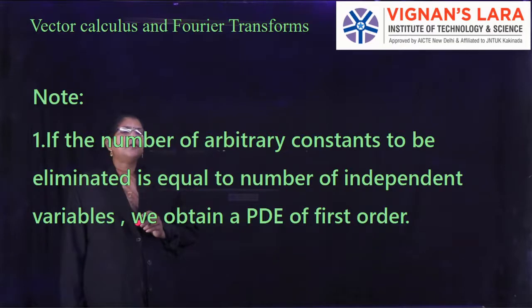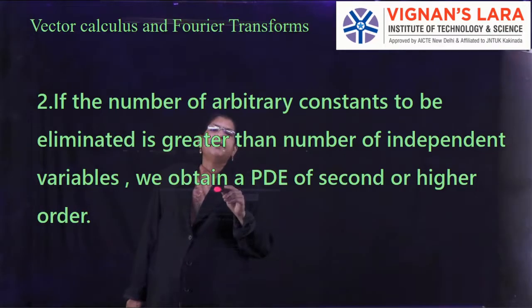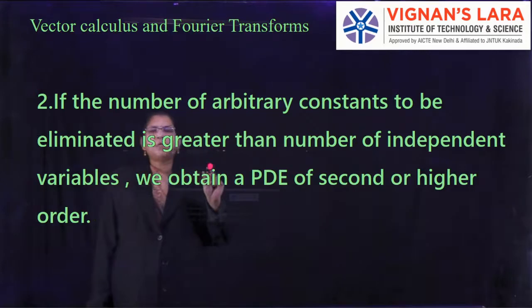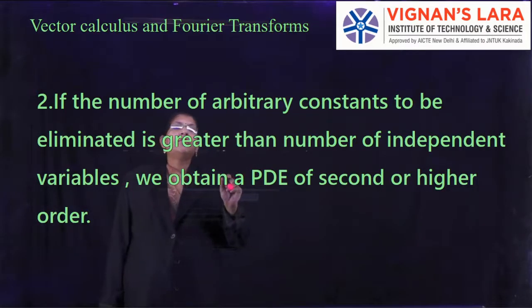It is 1. Second point is, if the number of arbitrary constants to be eliminated is greater than the number of independent variables, then we will get a partial differential equation of second or higher order. Are you able to follow this point? If the number of constants to be eliminated is more than the number of independent variables, then the order of the PDE is 2 or more than 2.